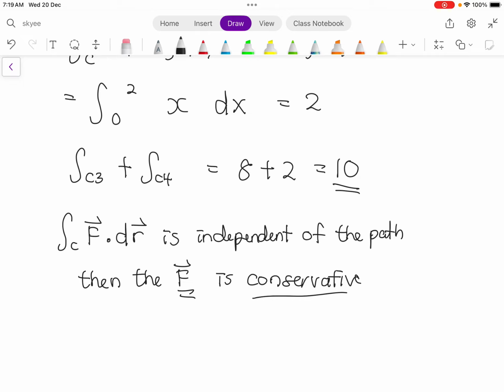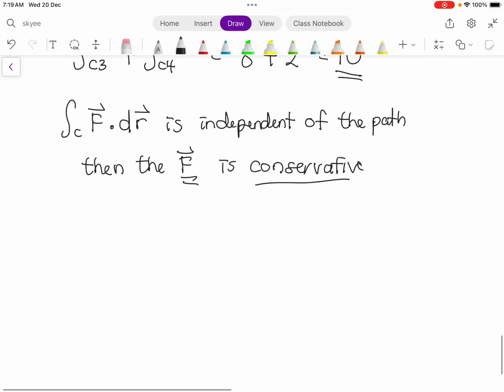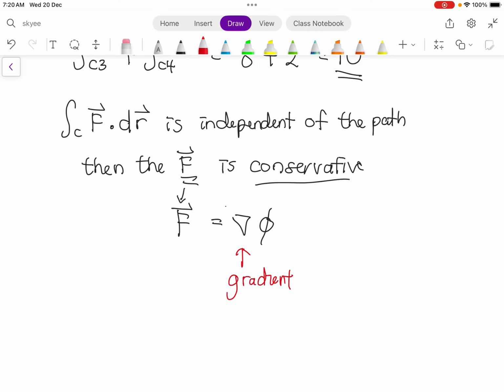For all conservative fields, there will be a scalar function, and if we find the gradient of the scalar function, it will be equal to f. What I mean is that this f can be represented by the gradient of this scalar function. Remember, this is what you have learned previously. This is a del, but if you do it this way, this is a gradient of a scalar function.